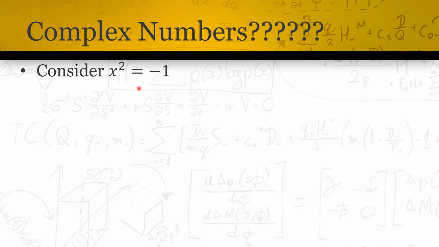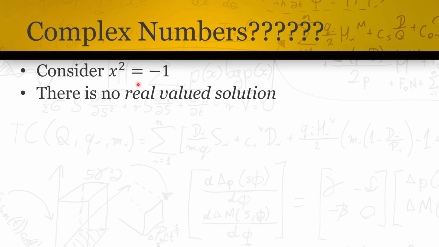All right, so let's take a look at this equation. We have x squared is equal to -1. The first question is, can anybody think of a real number that makes this equation true? Well, the answer is no, there is no real number, because any real number that you take, if you square it, becomes a positive number. So there is no real valued solution to this particular equation.